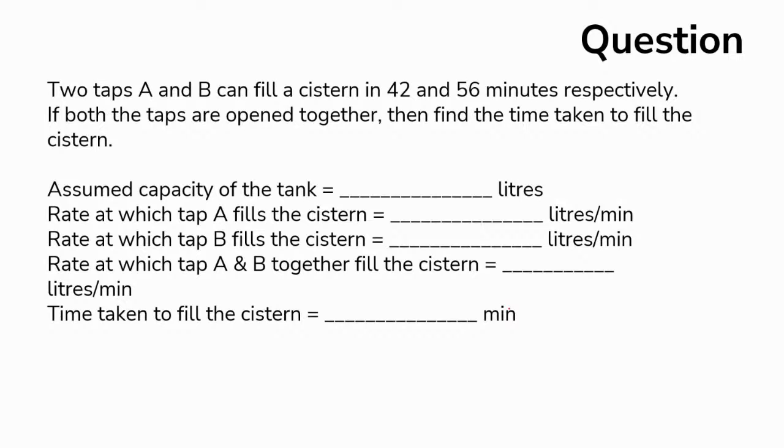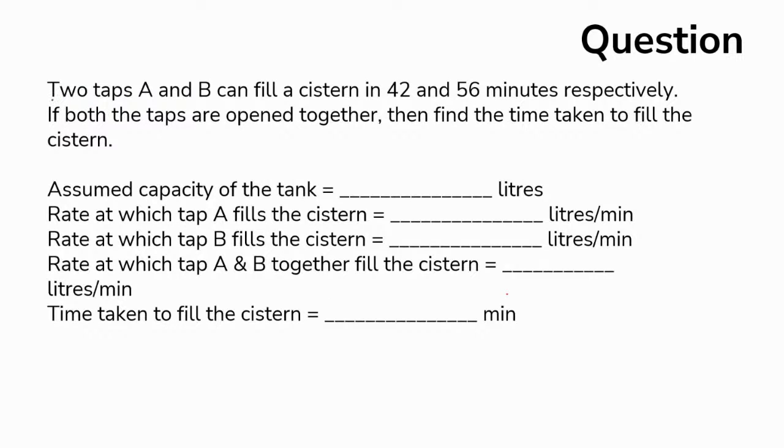Two taps A and B fill a crescent in 42 and 56 minutes respectively. If both the taps are open together, then find the time taken to fill the crescent. So how do we do it?